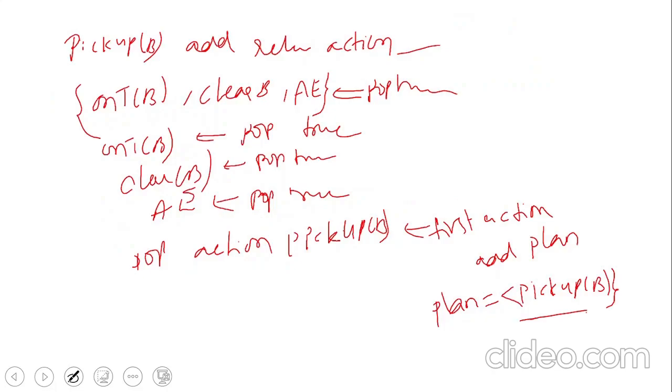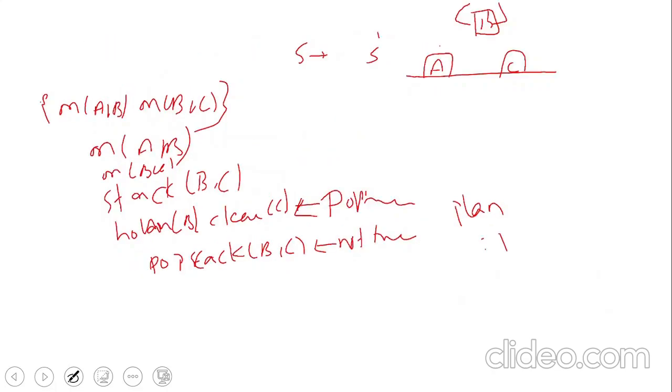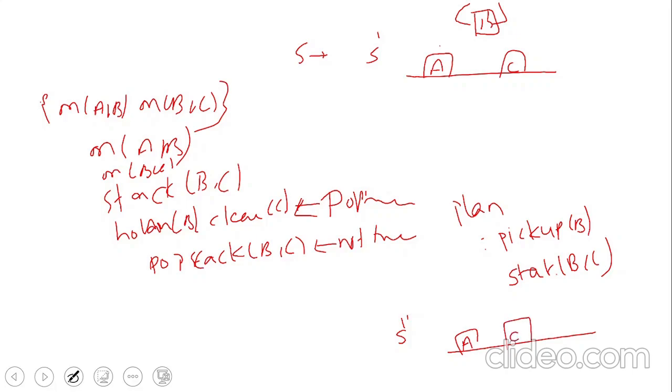The plan is first pick up B. Pick up B, now stack B C. Okay, now what will I get for the S bar? I will get A, C and D. Stack B C. Okay, this is now the next stage.